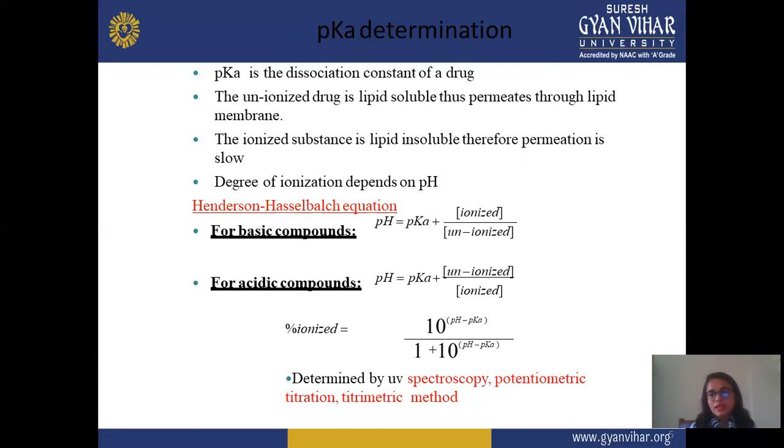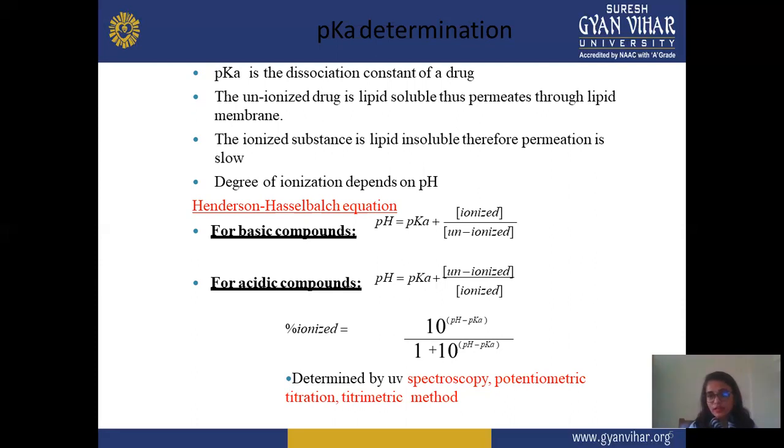Suppose your compounds are in an ionized state and lipid insoluble, therefore permeation is slow because they are not lipid soluble or oil soluble; they are hydrophilic in nature, or lipid insoluble, as well as in an ionized form. So it shows less permeation or maybe no permeation of the membrane. The degree of ionization depends on the pH.